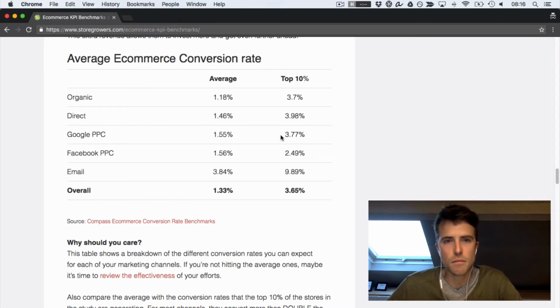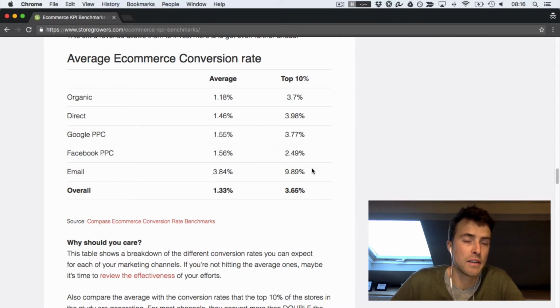reason. Another extra benefit of these top performing stores is that their average order value tends to be a lot higher. So that's like a double win, because one, they don't need that many visitors to make a sale, and second, the sales that they make are of higher quality.